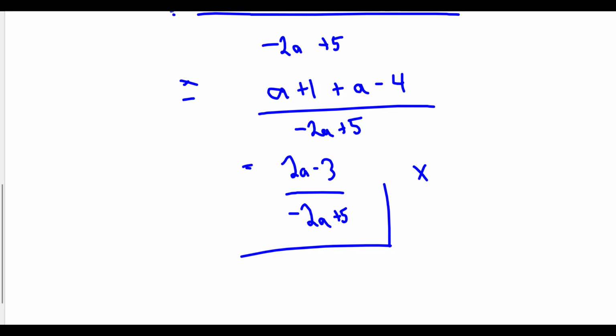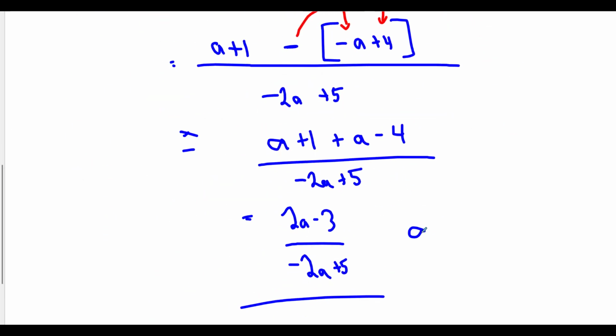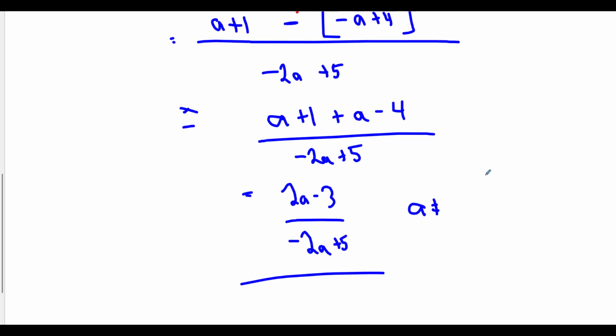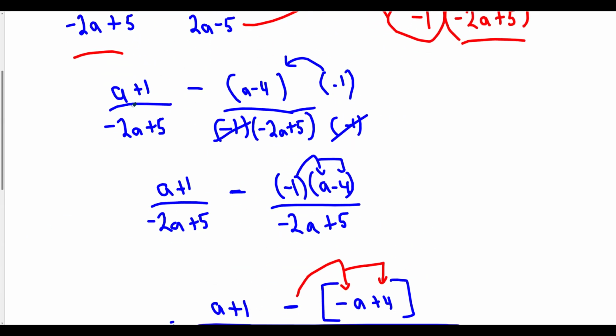We just need to state our restrictions. And since our variable is not x anymore, it's actually a, you should write a cannot equal. And what can a not equal? Well, let's take a look at the denominator. The denominator is this, -2a plus 5.